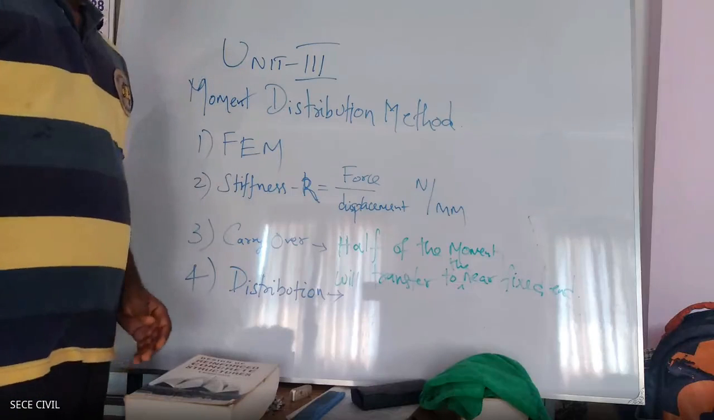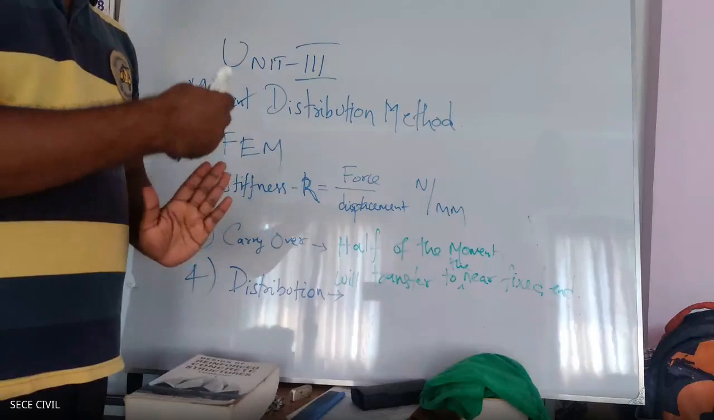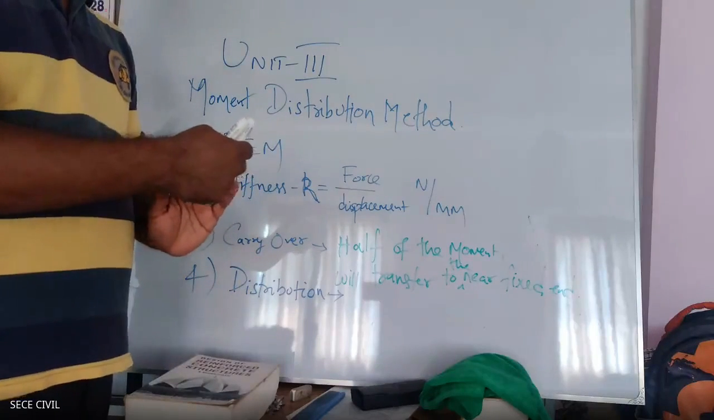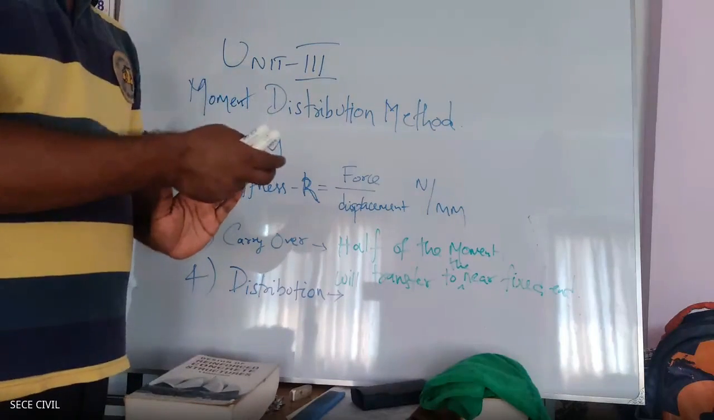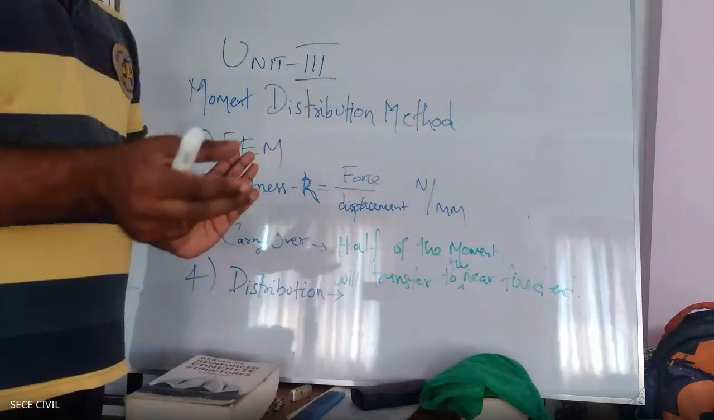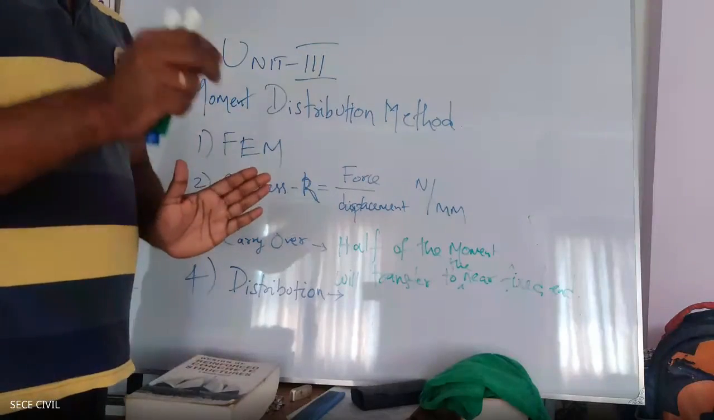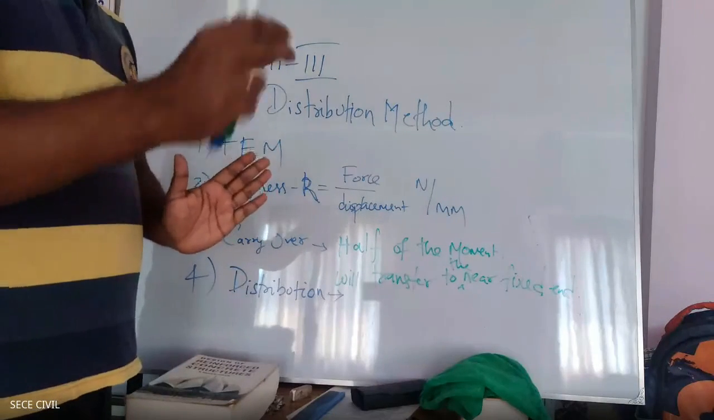Sir, please say distribution once more, sir. Distribution means you are distributing. Carryover is where you are applying a moment additionally. If you are additionally applying a moment, some amount of moment will transfer to the nearby end, the nearby support also. If the nearby support is fixed, some amount will transfer.